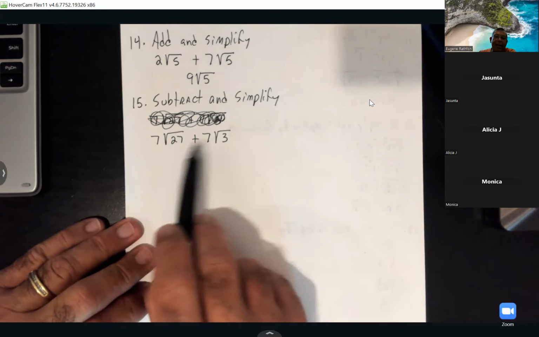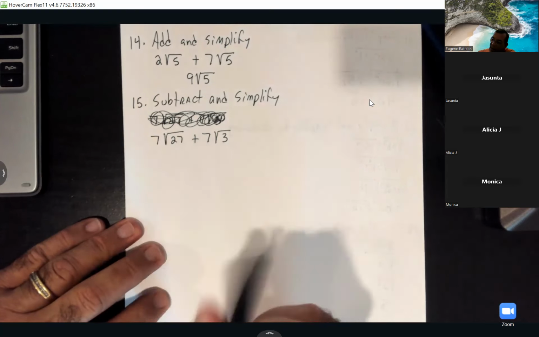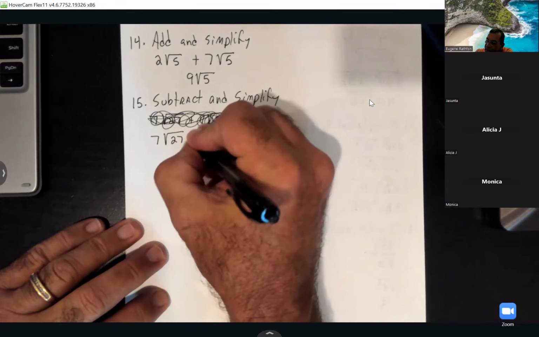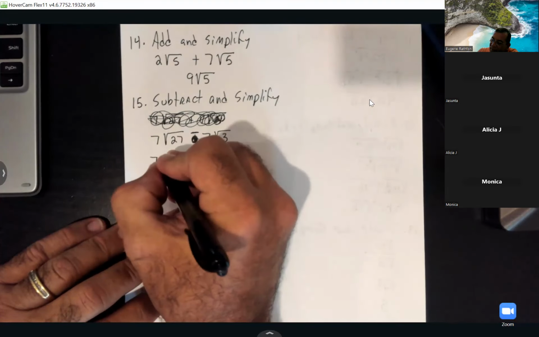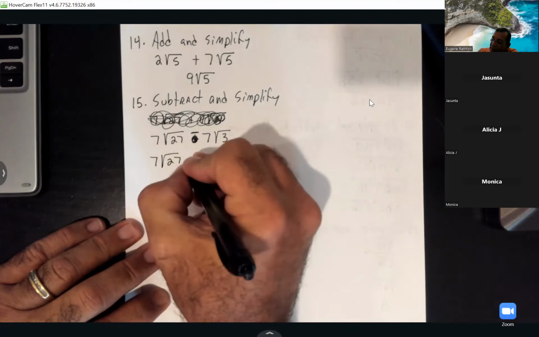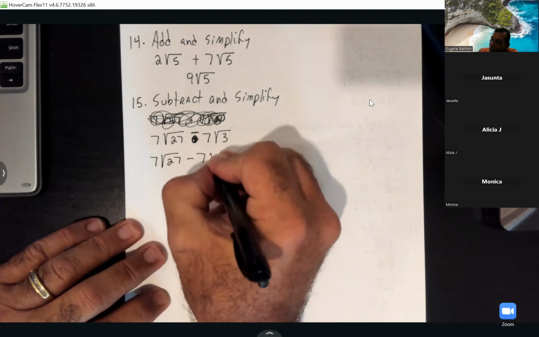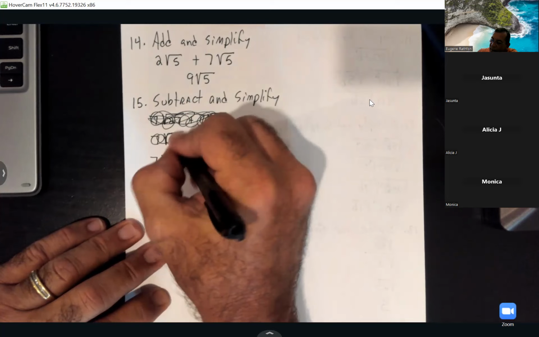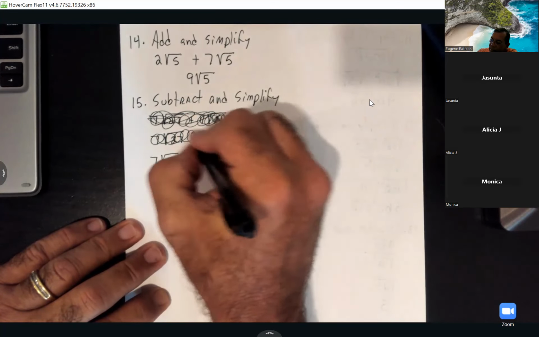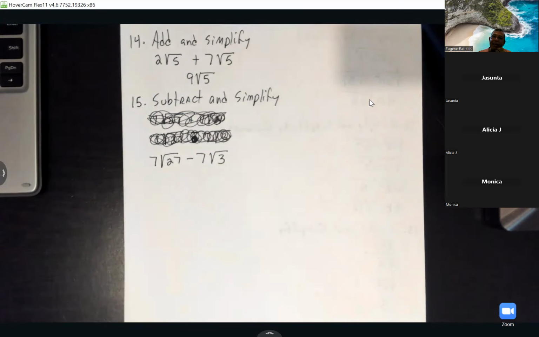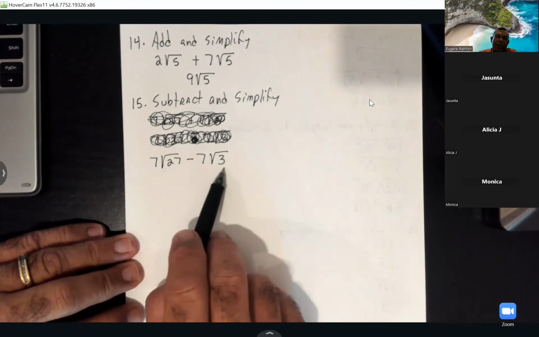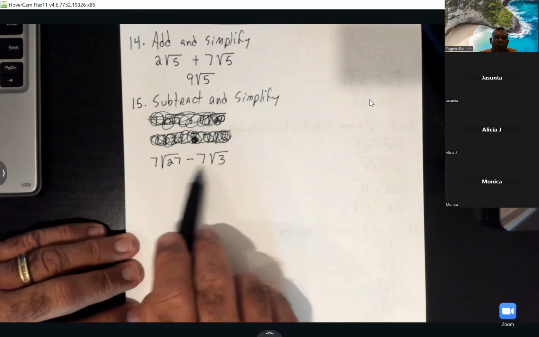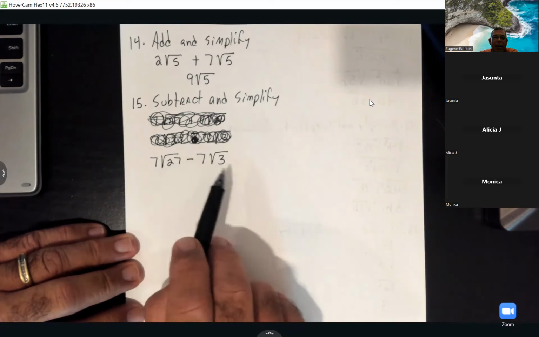Now, at the moment, I cannot. Oh, I'm messing up big time. This is subtraction also. All right, so let me write it for the third time. 7 square root of 27 minus 7 square root of 3. All right, because remember, it is subtraction. So I cannot subtract or add when the radicals don't match up. So I've got to try to see if I can rewrite one of these to match the other one.